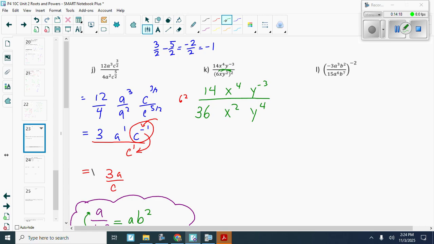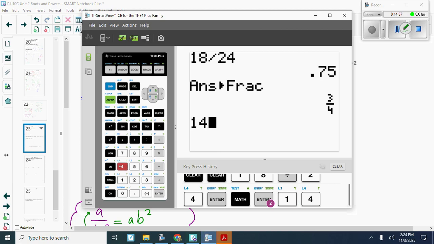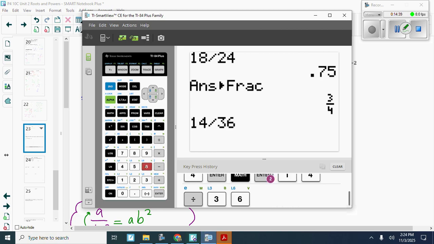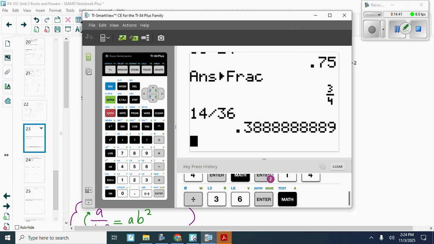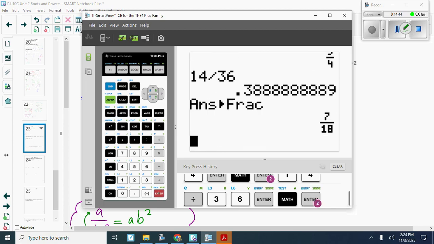Now I'm ready to do 14 divided by 36. How do we simplify that? Well, we would look and say, what number can I divide both of them by? Now, again, I want to show you guys your calculator can help you out with this. If I do 14 divided by 36, it will give me a decimal. However, if I go math, fraction, 7 over 18. It just gave it to me in simplest form. Powerful tool to do that.